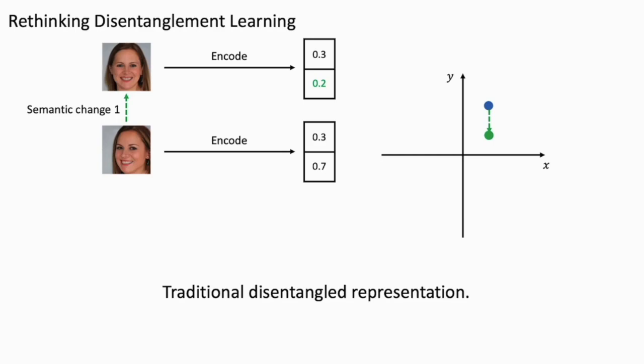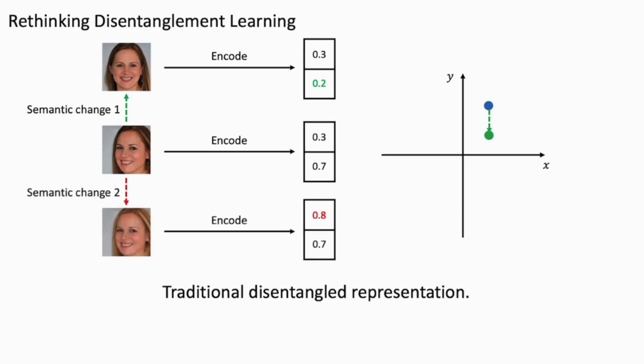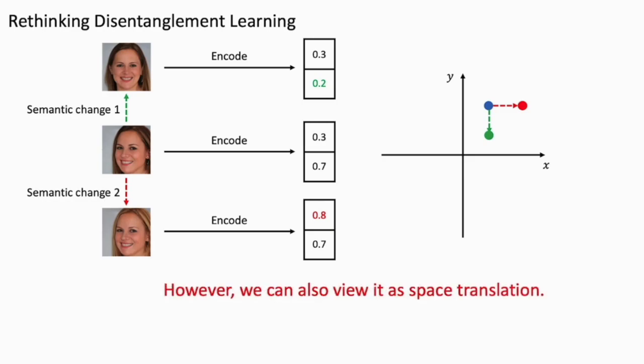When changing by another semantics, the latent code will change along a different dimension, which is orthogonal to the previous one. We may usually view this change as moving an embedded sample point along different latent directions. However, we can also view these changes as translation on the latent space along different directions. Here, let the blue square represent the whole latent space.